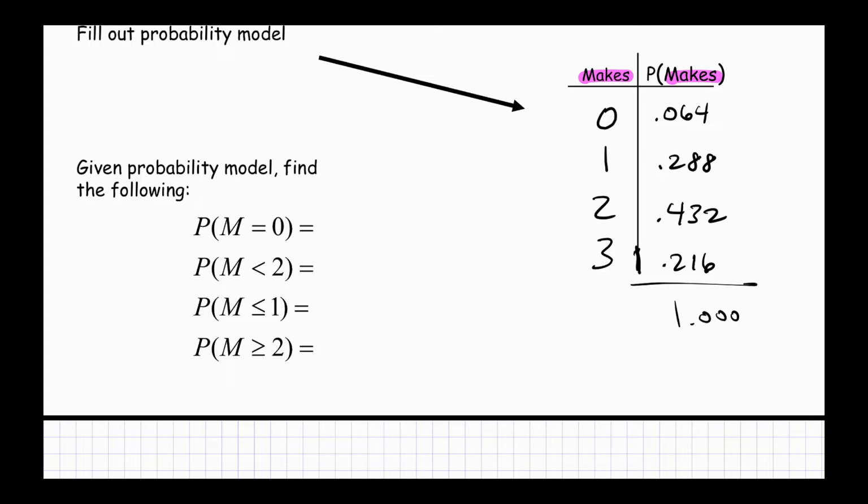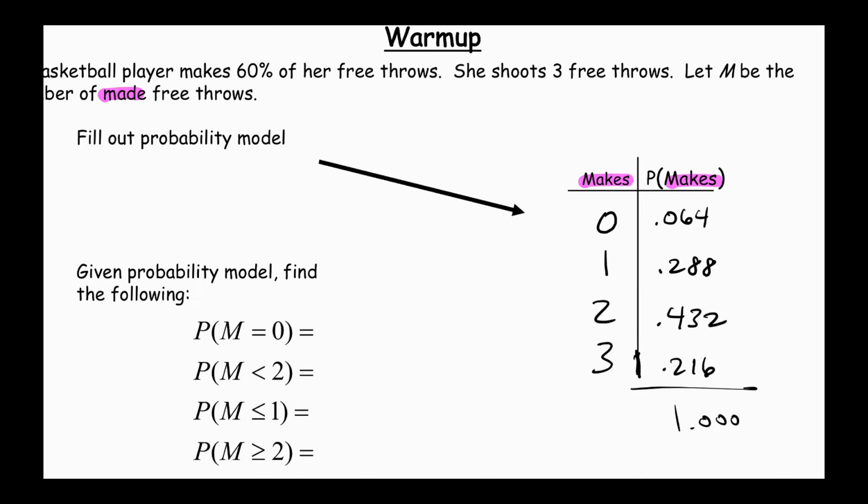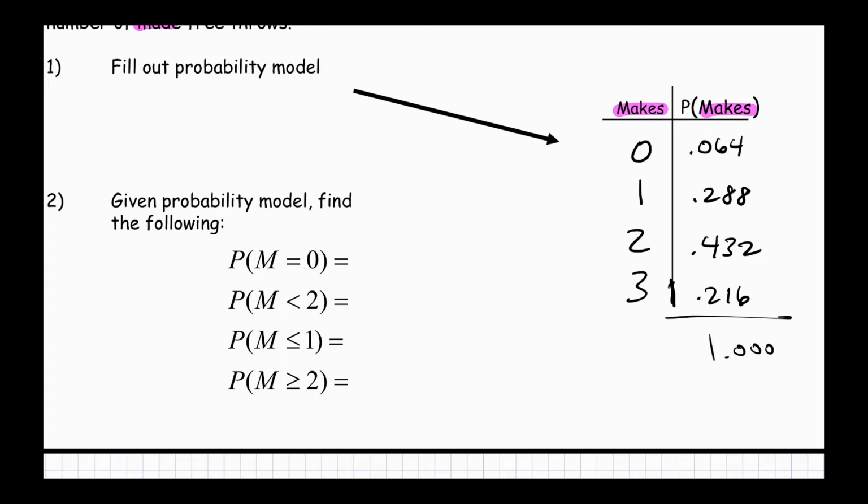Now, based off of that, we have to answer some questions. The first question is to find the probability that m equals 0, where m is makes. It's 0.064, right off the table. Less than 2: which numbers are we talking about? 0 and 1. Only 0 and 1. If I add those two up, I get 0.3 something.